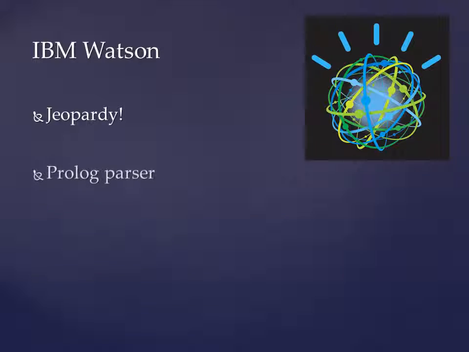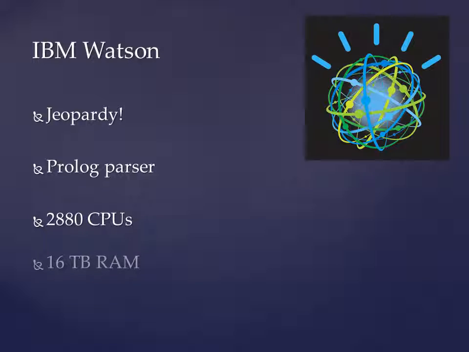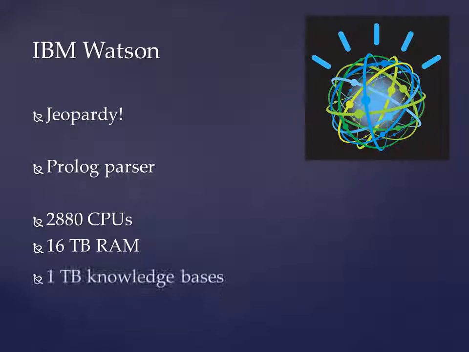Watson's technology was built using Prolog, a programming language that's very adept at natural language processing. Watson's full technical specs included 2,880 CPUs and 16 terabytes of RAM, with knowledge bases totaling just under 1 terabyte. All of the knowledge bases were loaded entirely into RAM to dramatically boost its processing speed.